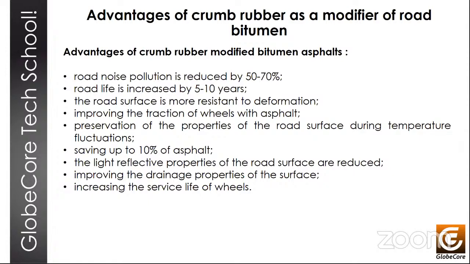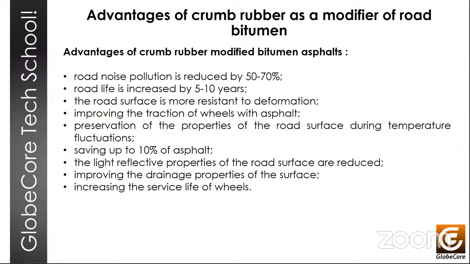So the following advantages of asphalt made from bitumen with rubber crumb can be pointed out. It reduces noise pollution from the road by about half, or actually 70%. And this makes it possible to construct roads much closer to residential areas without compromising the environment much. The service life of that road is increased by 5 to 10 years. And this is achieved because cracks form on the road less often, and this saves money on road repairs, obviously.